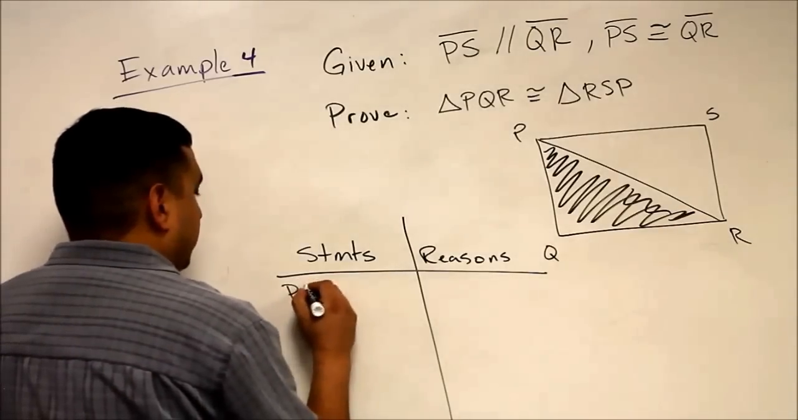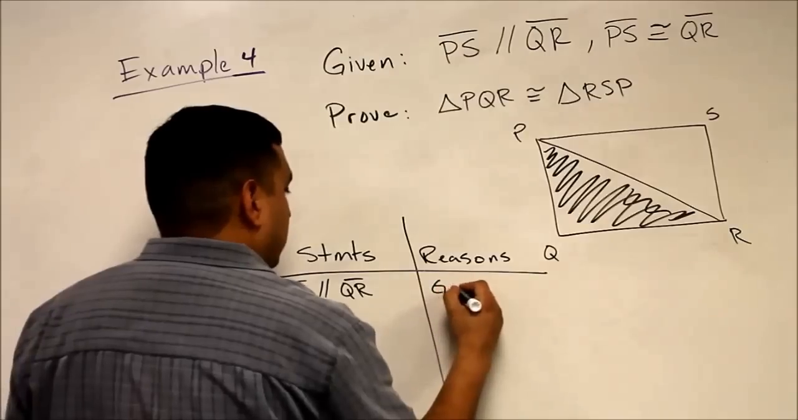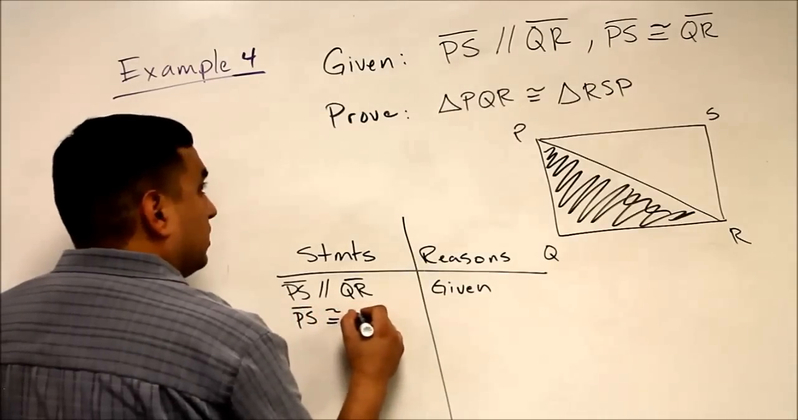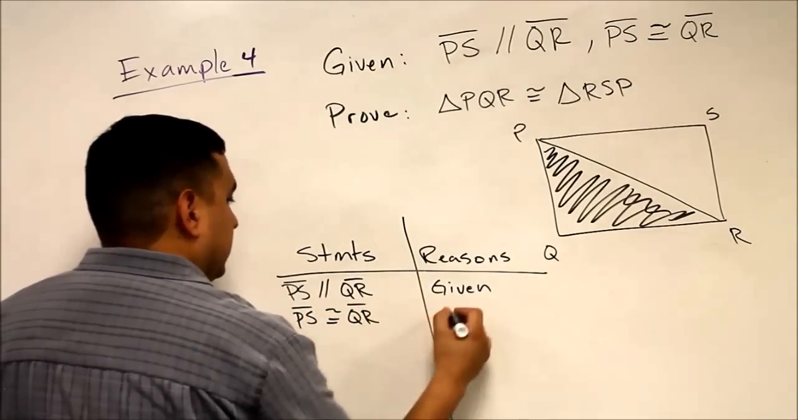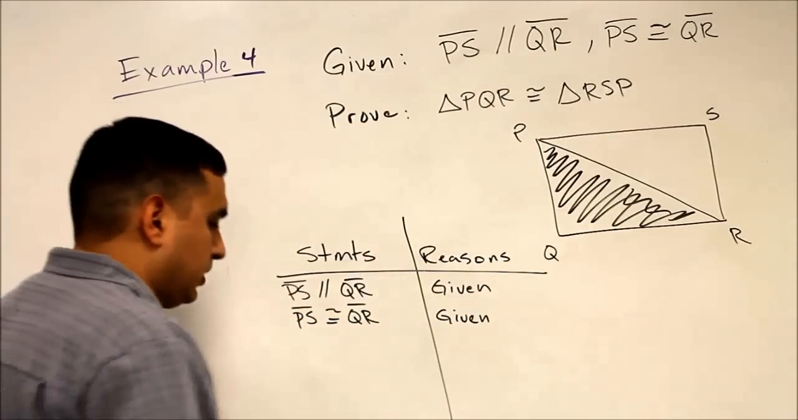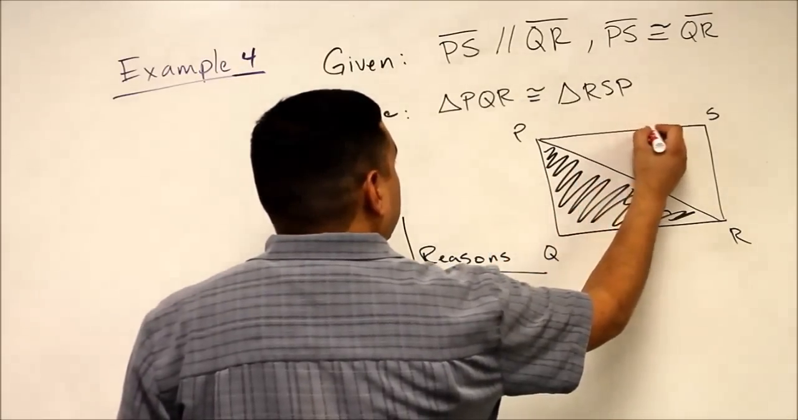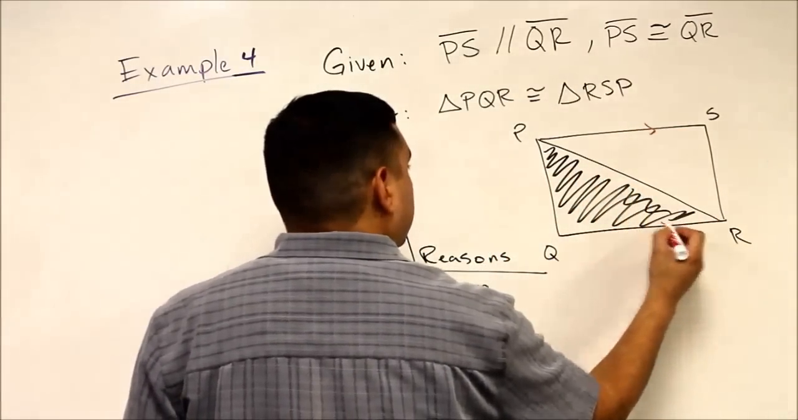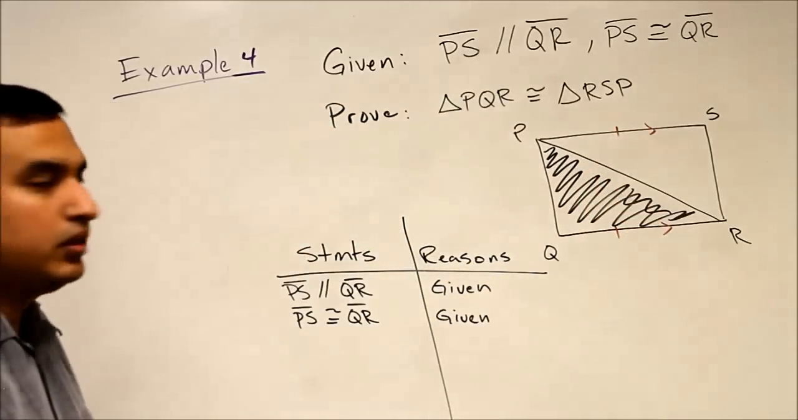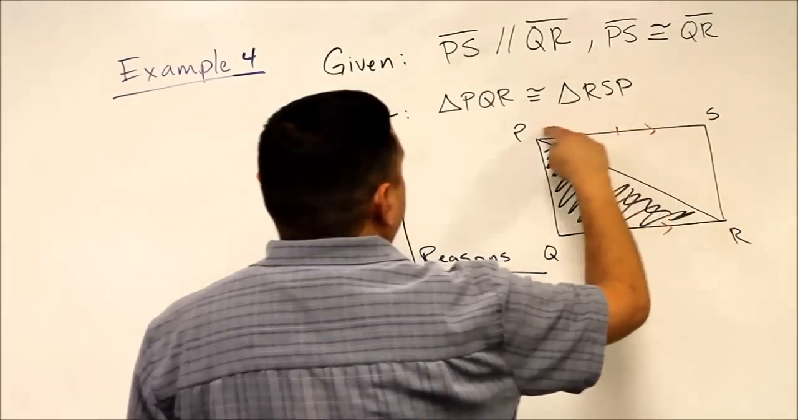I know that segment PS is parallel to segment QR. So my reason is given. I'm also told that PS is congruent to QR, and that's given. Okay, so I'm going to mark this on my drawing so that I can see what I have. I know that this side is parallel to this one, and I also know that they're congruent to each other. I want to show that PQR is congruent to RSP.